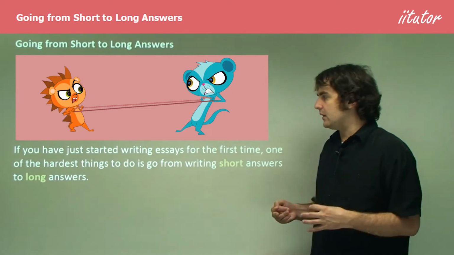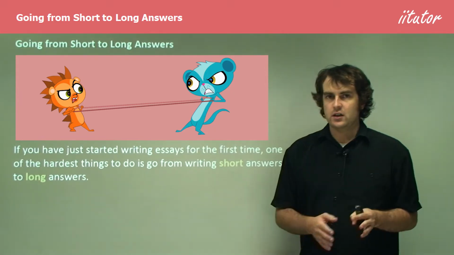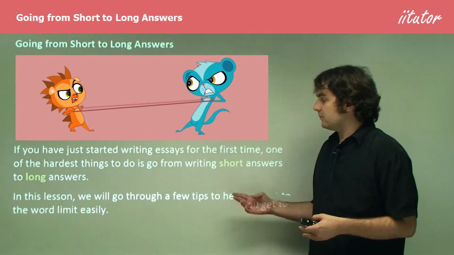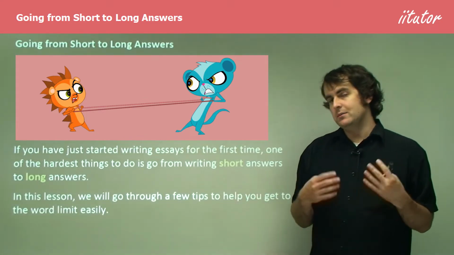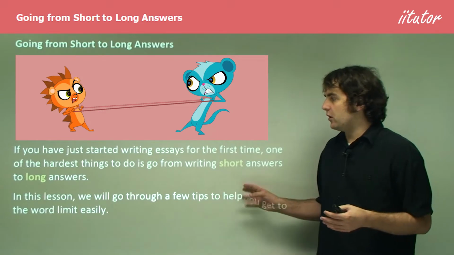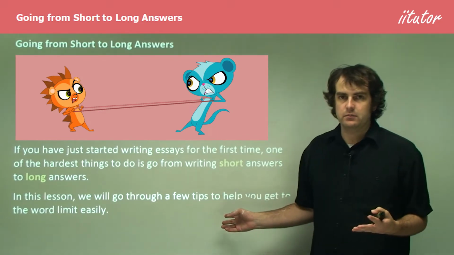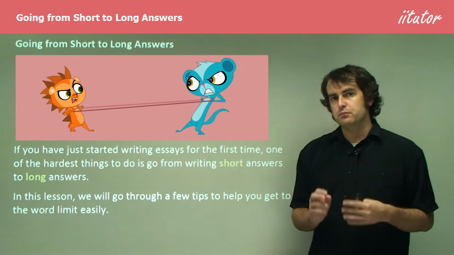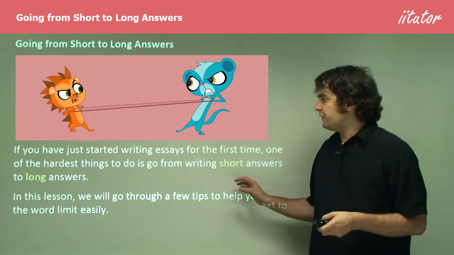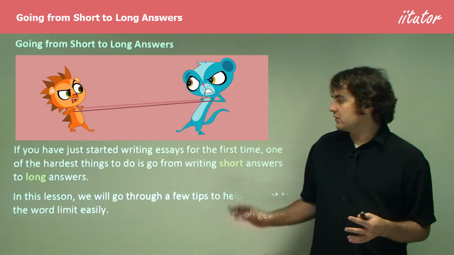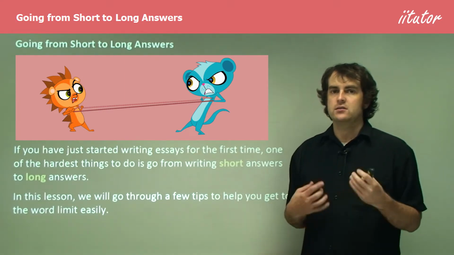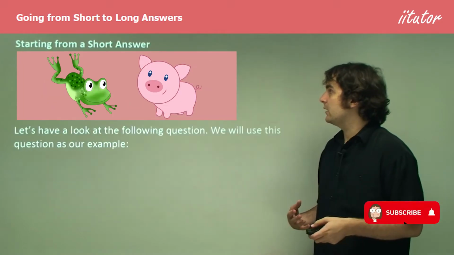So what we're going to look at here is the process of turning a really short answer, should I say, to a really long one. We're going to mainly focus on how to get to the word limit easily. So if you've got, let's just say, a 1,000 word limit, it's actually much easier if you have a good process than if you just take it like you're writing a short answer question and just add more to it. So what we're going to look at is a good way of being able to do it.